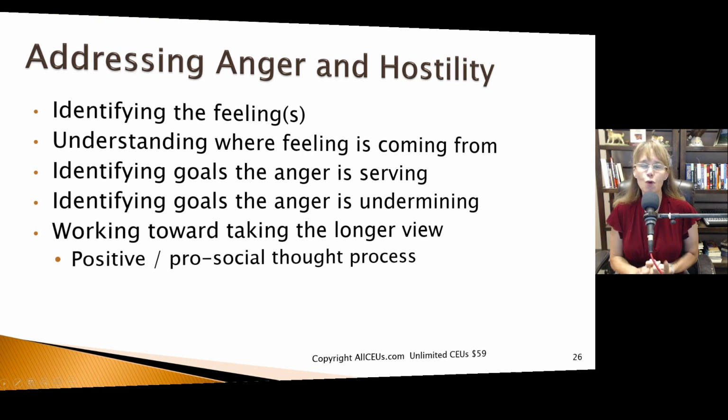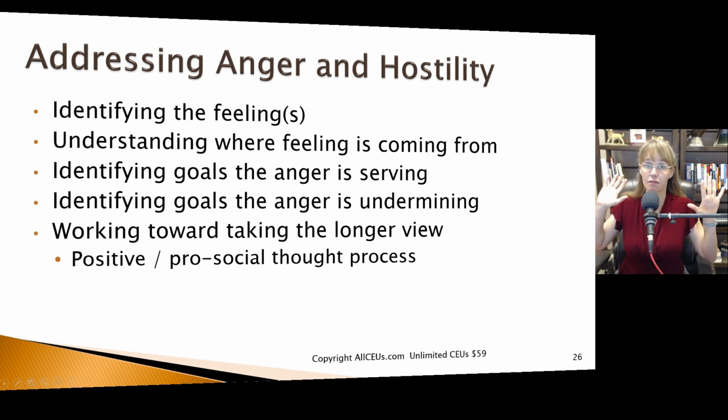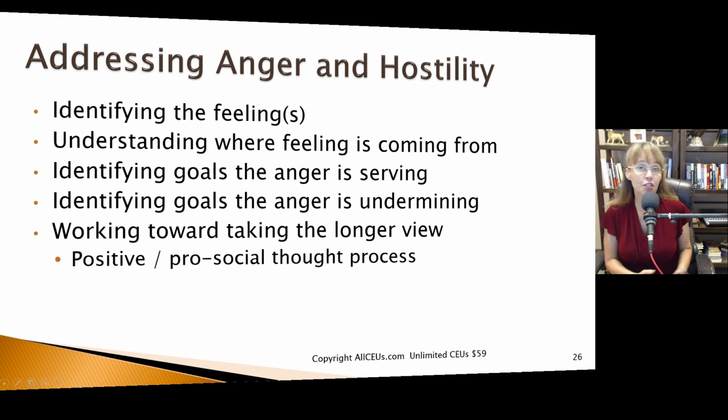We need to help them identify the goals anger is serving. Anger is the fight part of fight or flee. Anger is protective in some way. It either gives them power over somebody or pushes people away. Either way, it's giving them a safe boundary. Identify their goals that the anger is undermining. For example, early release for good behavior may be undermined if they're angry and acting out. And help them work toward taking the longer view. Yes, this person did something, it made you really angry, but is it worth sacrificing all of the good days that you've had and all of the good behavior points for acting out to get in a fight with this person right now?